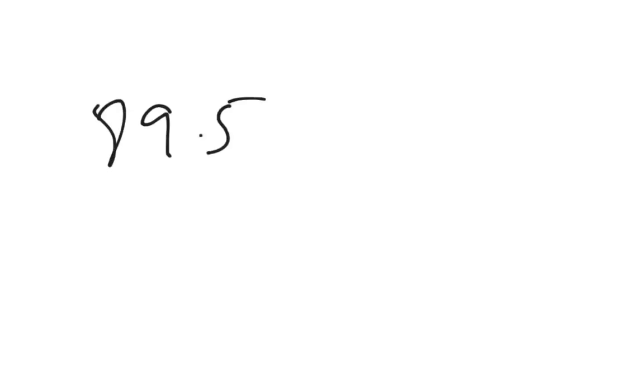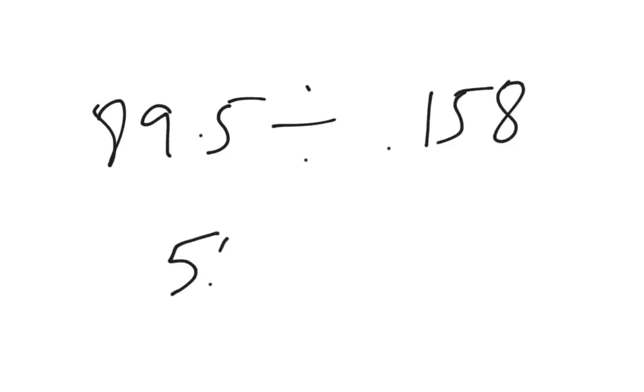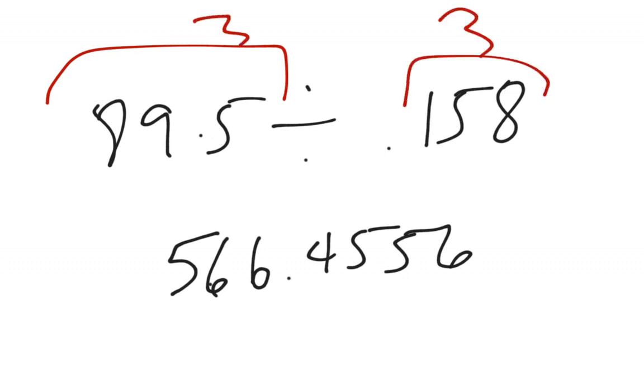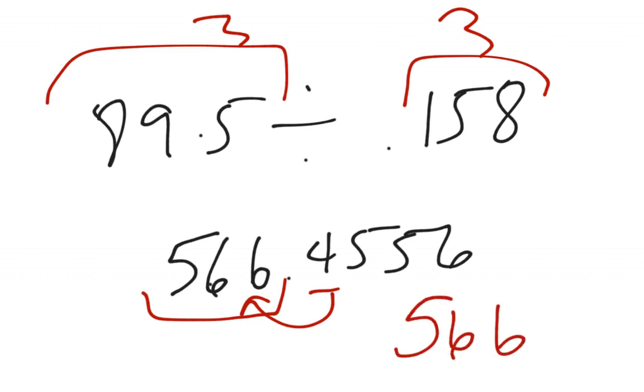89.5 divided by 0.158 gives me 566.4556. This is 3. This is also 3, so I go to my first 3. Looking here, I don't round up. 566.